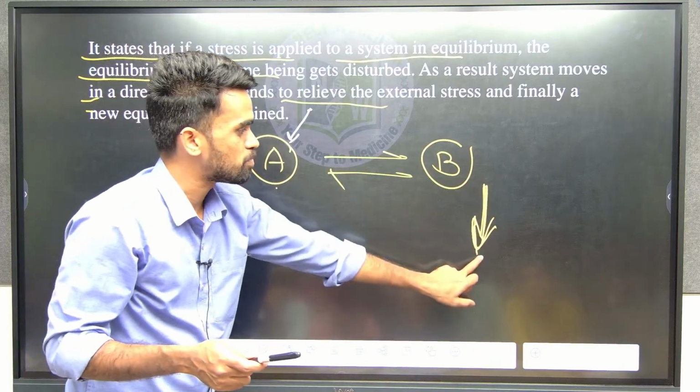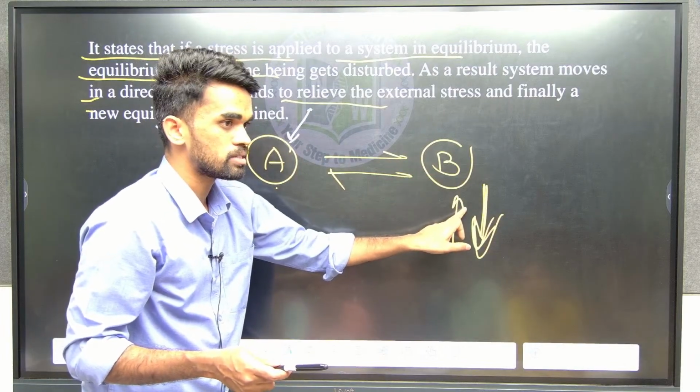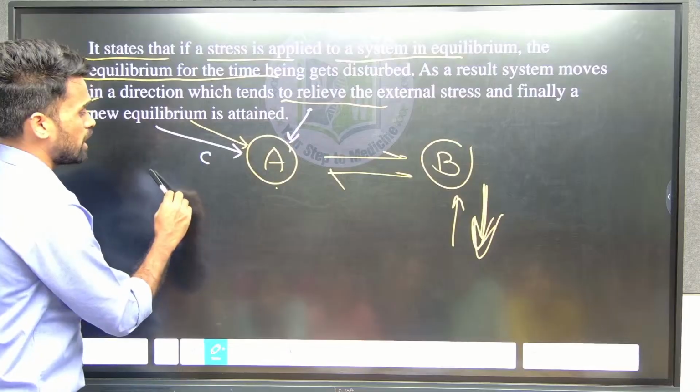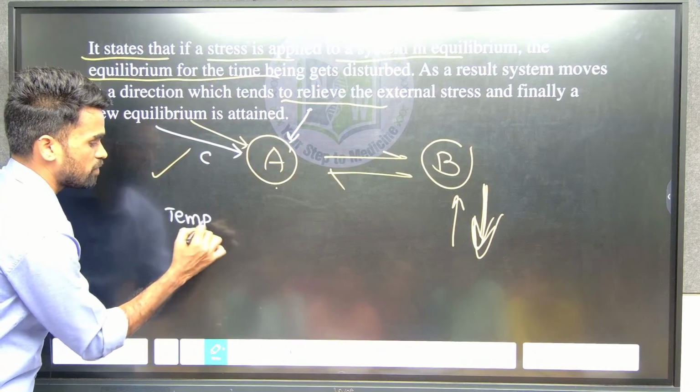Decrease in the concentration of product. Forward. Increase in the concentration of products. Okay, this is about the effect of concentration. Next one is about temperature. See, it is very easy for temperature.